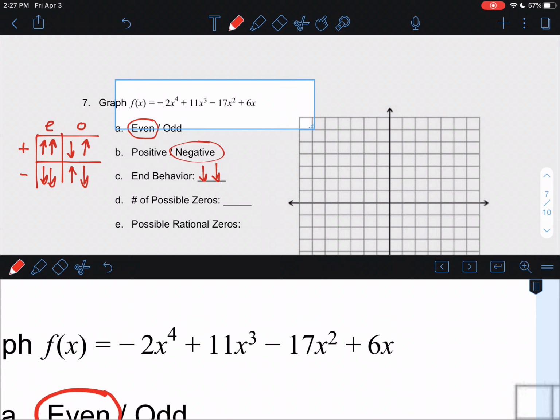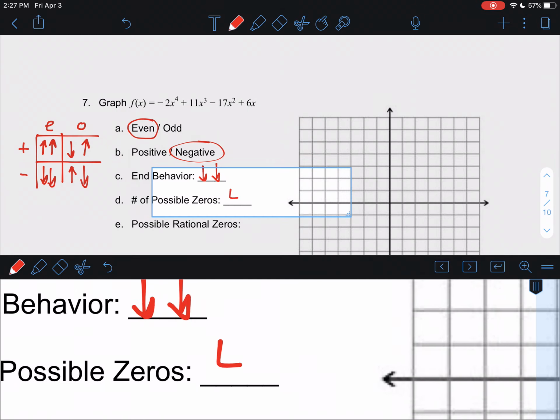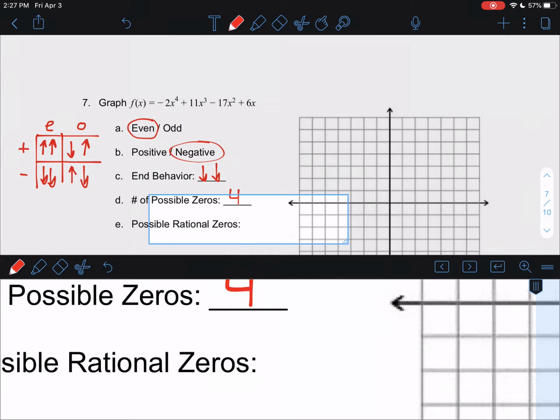Number of possible zeros. Well, that's just the degree. Since the highest degree is 4, there are 4 possible zeros. I'm looking for 4 answers here.